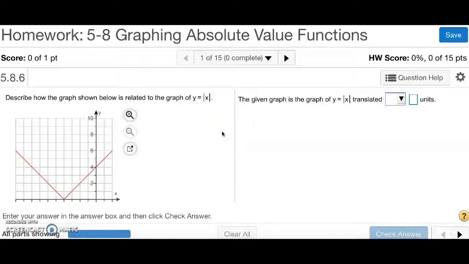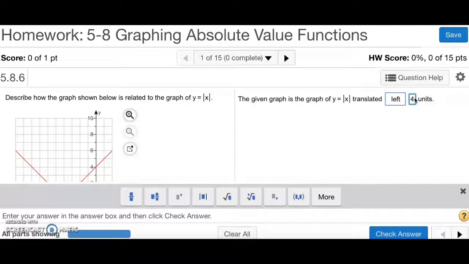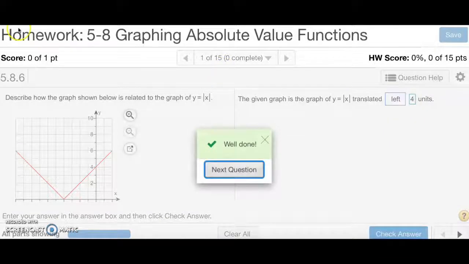Number 1. Describe how the graph shown below is related to the graph of y equals absolute value of x. Now, y equals absolute value of x is a parent function, and it goes through the origin, that is the center of the absolute value equation. Now this is being shifted to the left, and it's going 1, 2, 3, 4 units. So it's going left 4 units. And that is number 1.